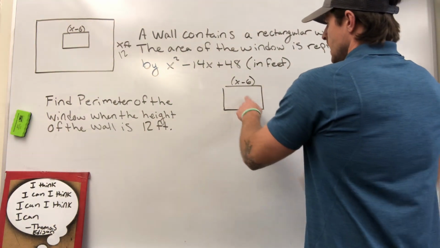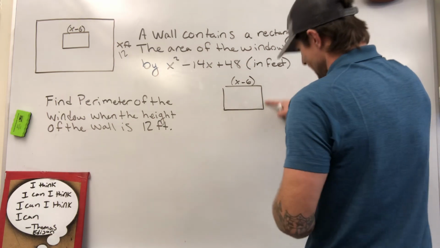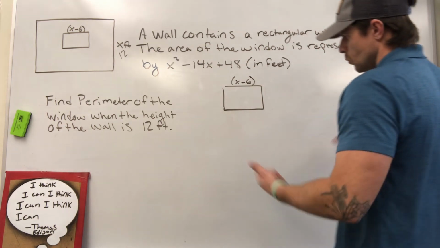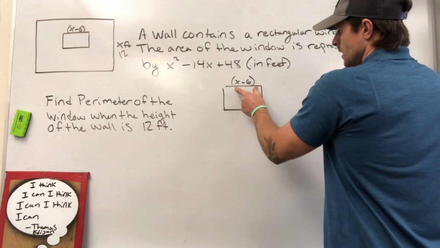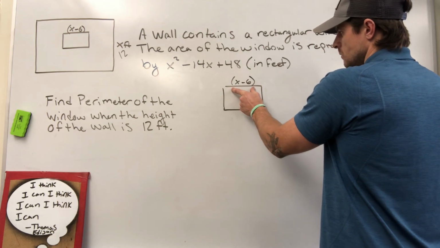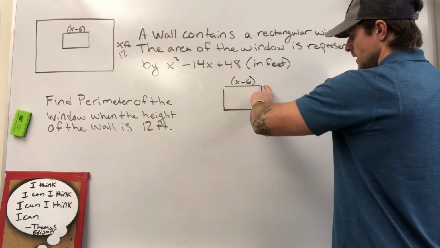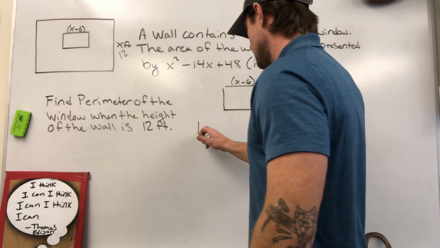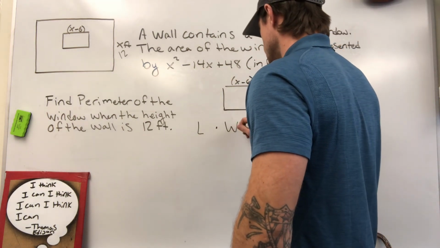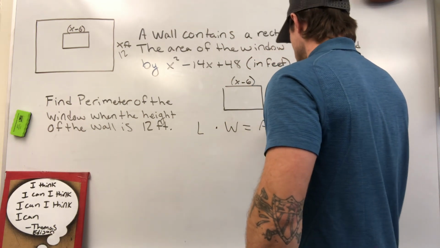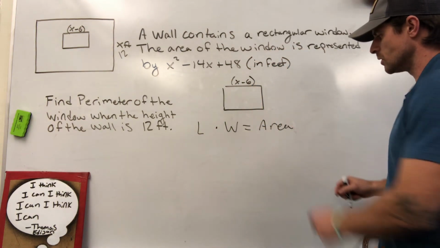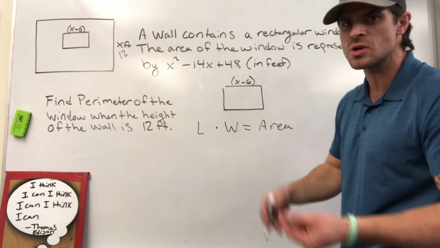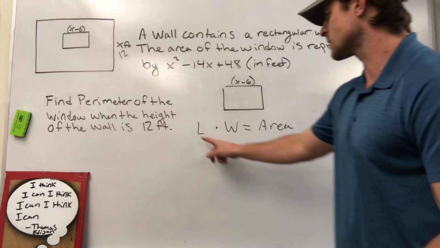If I'm going to find the perimeter of this, I need to know what that length is, or width, whatever you want to call it. Well, I've got a binomial. Call that the length. Length times width gives you area. So algebra is all about me giving you a couple pieces of the puzzle, and you've got to find the missing pieces. All right, so what's our length?